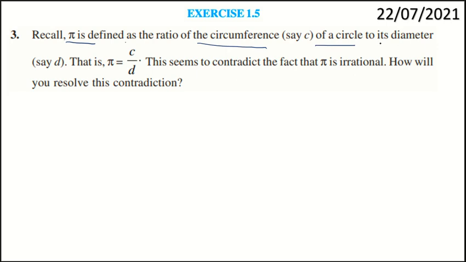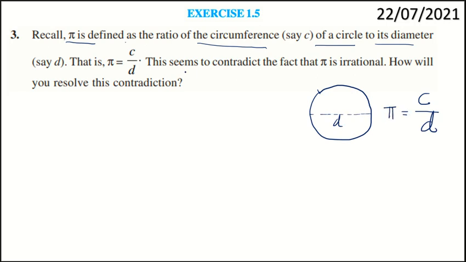Now, moving on to question number 3. Recall pi is defined as the ratio of the circumference of a circle to its diameter. You have learned that in a circle, if you find the circumference, that is the total length of the boundary, that circumference upon its corresponding diameter d will be called pi. So pi is the ratio between the circumference of a circle and its diameter. This seems to be a contradiction to the fact that pi is irrational. How will you resolve this contradiction? See children, no contradiction at all.